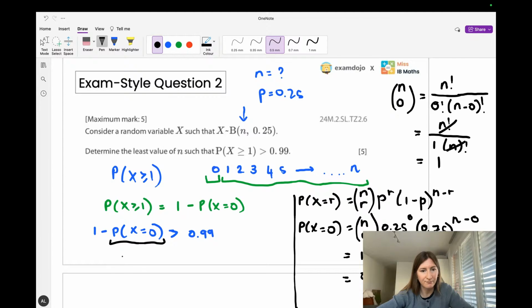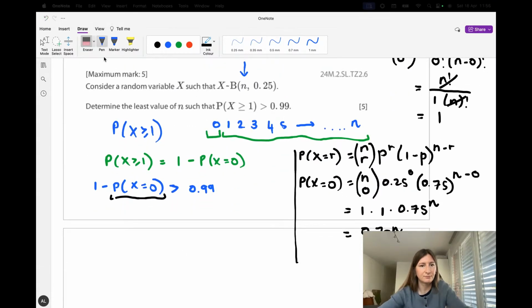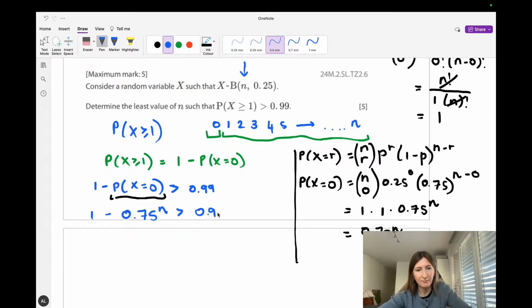So now let's put in, I'm going to go back to blue and not overwhelm you with colors. 0.75^n. And we had, not happy with how that's looking. Scroll down a little bit. 1 minus 0.75^n. There we go. Got there in the end. Okay, so that's just come from that. We've substituted. We still had a 1 minus, and it's more than 0.99.